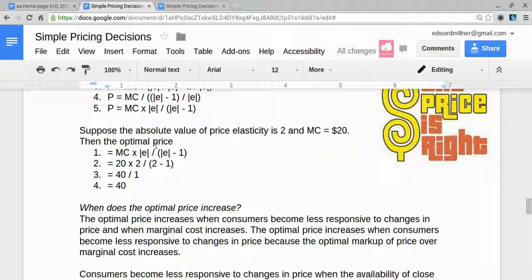Then the optimal price will be, again, marginal cost times |E| divided by (|E| - 1). 20 is marginal cost. 2 is the absolute value of E. So we'll get 40 divided by 1, or $40. When the price elasticity is 2 and marginal cost is 20, the optimal price, the price that maximizes profit, is $40.